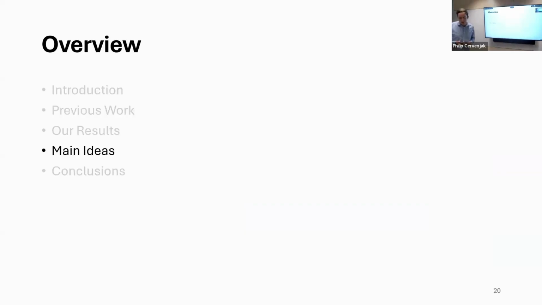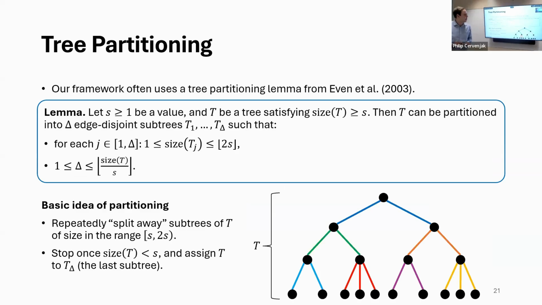Okay, so what are the actual main ideas that we use in our framework? First of all, we have to introduce this quick lemma. We don't derive this, we just get this from the older paper, and we use it quite often throughout our framework. So basically, the lemma allows us to decompose or partition an arbitrary tree into smaller subtrees.